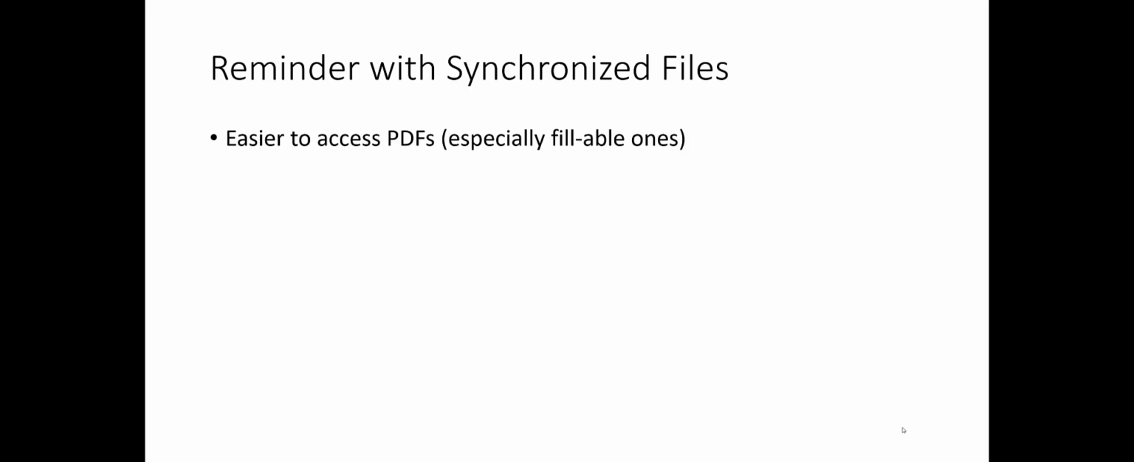Synchronizing makes it easier for you to access PDFs, especially if it's a fillable PDF. You're going to want to synchronize your documents and open it from there. That way it'll open up in the full version of Adobe. It's also easier to access Microsoft Publisher files for the same reason, because Microsoft did not make a light version of Publisher. So if you open up a Publisher file in the cloud, it's going to let you preview it, but if you need to make changes, it's going to make you download it.